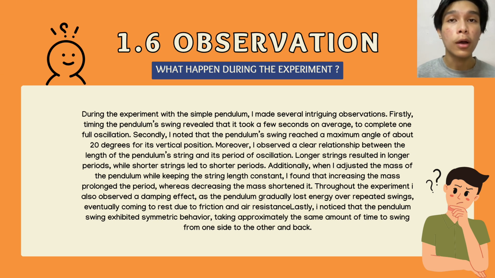Moreover, we also observed a clear relationship between the length of the pendulum string and the period of oscillation. The longer string resulted in a longer period. The shorter strings lead to shorter periods. And moreover, when we adjusted the mass of the pendulum while keeping the string length constant, we found that increasing the mass prolonged the period, while decreasing the mass shortened it.